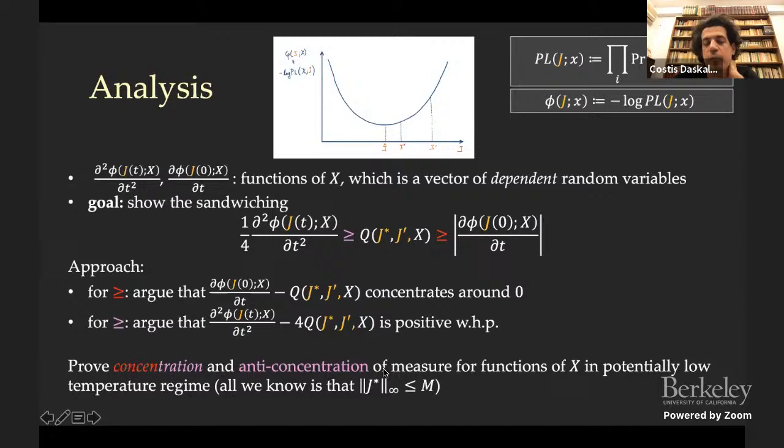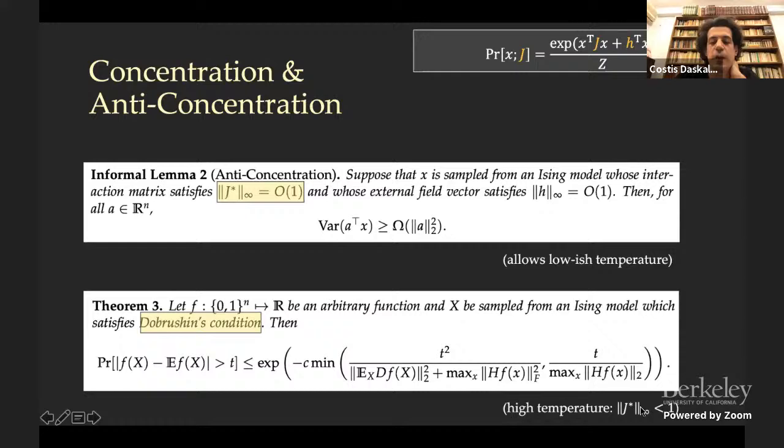So at the end of the day, we have to prove new anti-concentration of measure results for functions of the Ising model in this regime, which is low-ish temperature. And also prove a general concentration inequality under high temperature. And we have a way to use this concentration inequality to also imply the right concentration that we want for the low temperature regime that we're interested in.